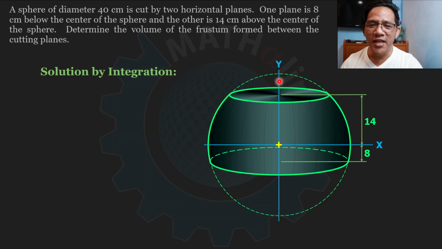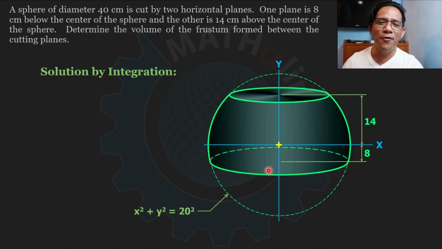What is the equation of the circle? Can you recall from your analytic geometry the equation of the circle centered at the origin, given the radius? The radius of this is 20. So therefore, the equation of this is x squared plus y squared is equal to 20 squared. That is the standard equation of the circle, center at the origin, radius 20. All right?